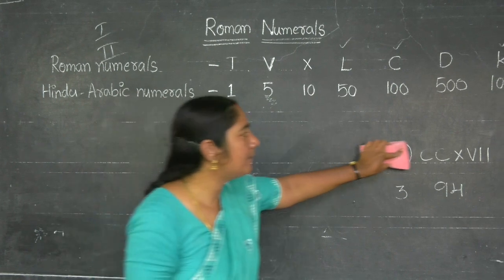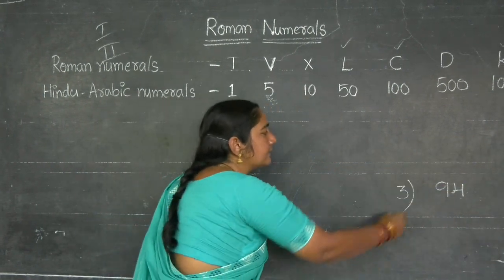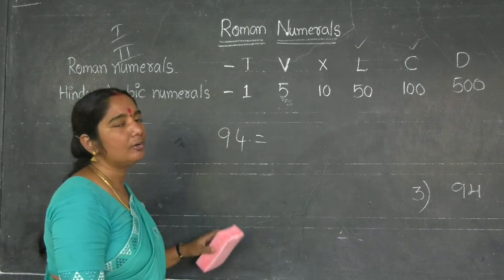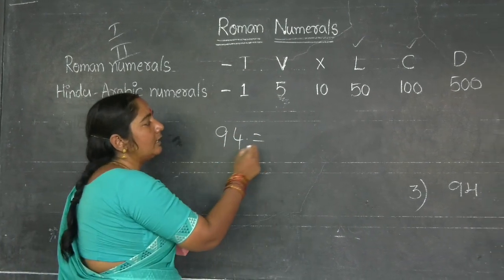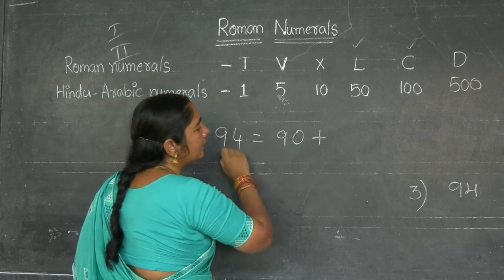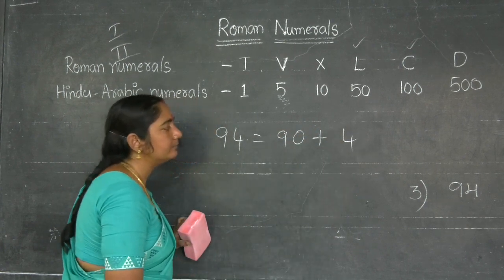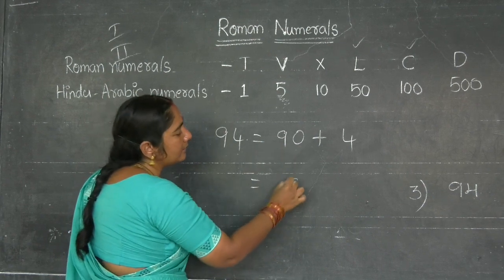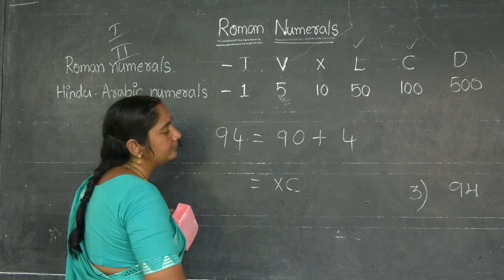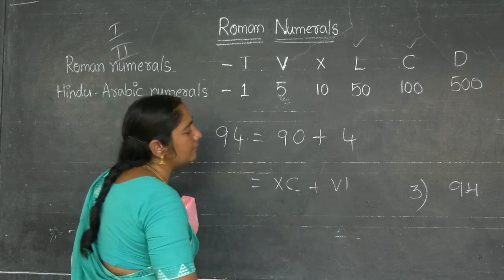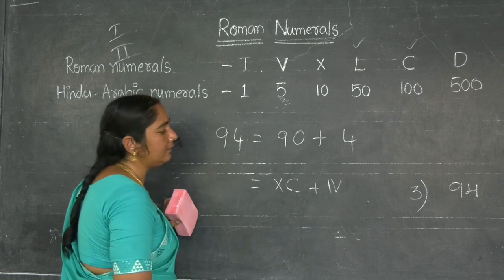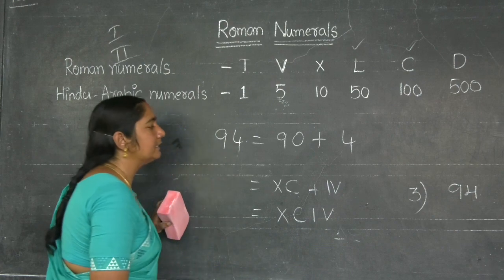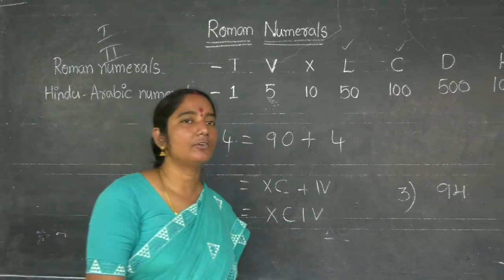In one more question paper, the value is asked like this. Convert 94 and represent it in Roman numbers. So you know that 94 can be written as 90 plus 4. You can write 90 as 100 minus 10. So that is nothing but C and X here, plus 4 is nothing but 5 minus 1. This is the way you can write 94.